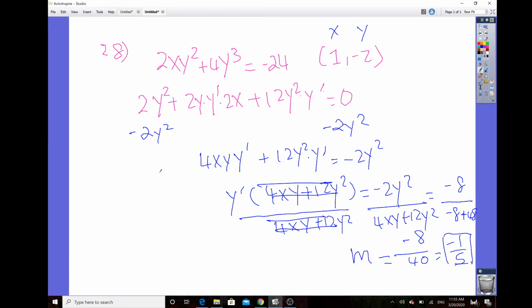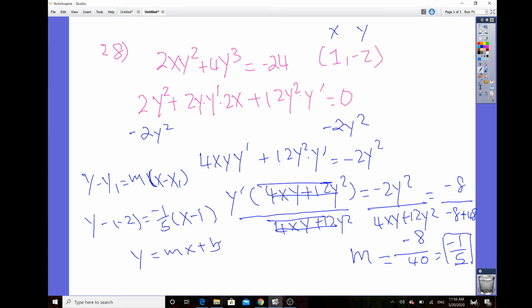So for the final step, you want to write the equation of a tangent line, which is y minus y1 equals m times x minus x1. So basically just plug in a number and then convert that to the slope intercept form. So y minus y1, which is negative 2, and then the slope that we found, negative 1/5, and then x minus x1, so x minus 1. Just convert that to the slope intercept form, please. Okay, so finish that. So that's number 28 for sections 3.3 to 3.6 study packet.